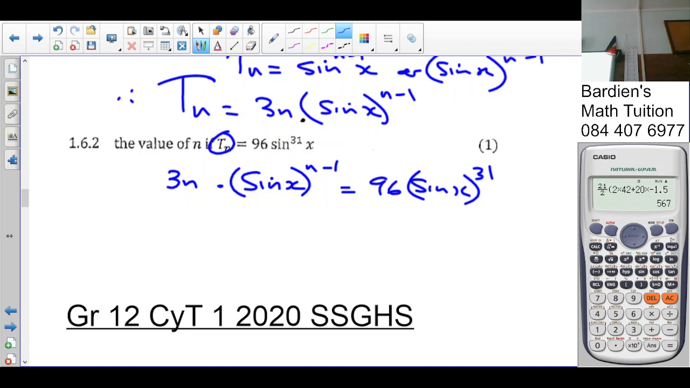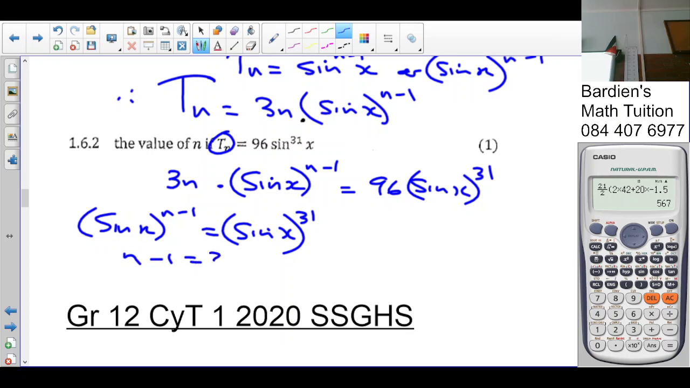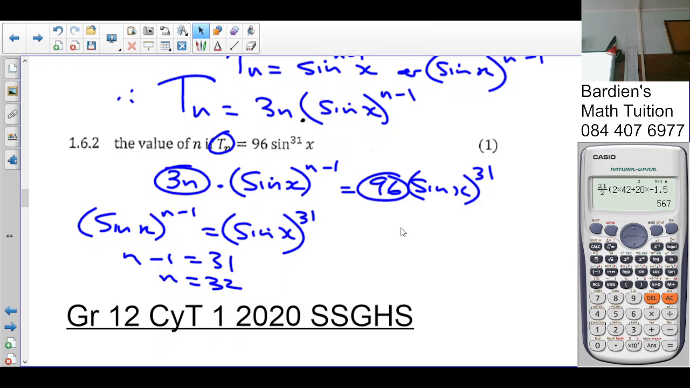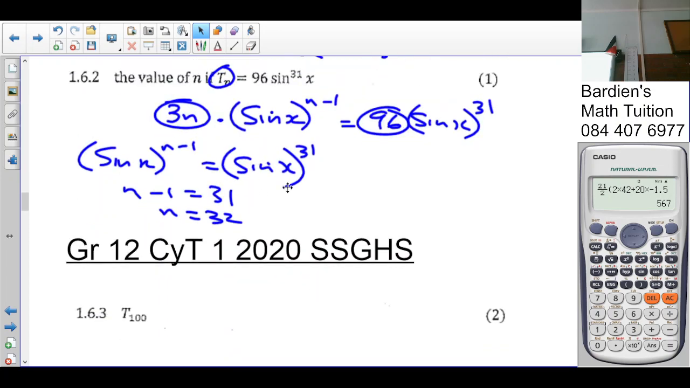I can either say sine x raised to the n minus 1 is equal to sine x raised to the 31. Is the basis the same? Yes, so the exponents are equal. So n minus 1 is 31, so n is equal to 32. Or you could have said 3n is equal to 96, and then divide by 3, I still get 32 as your n value. So therefore the 32nd term is equal to 96 sine to the 31 of x.